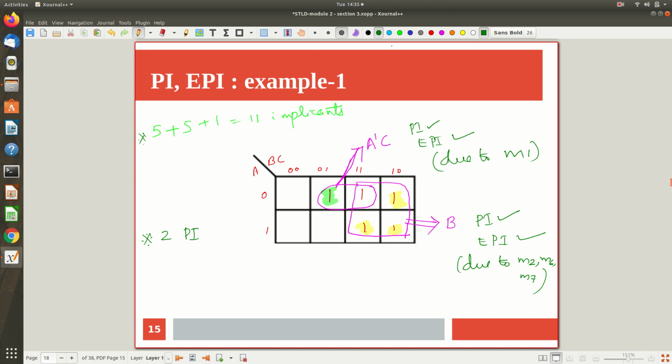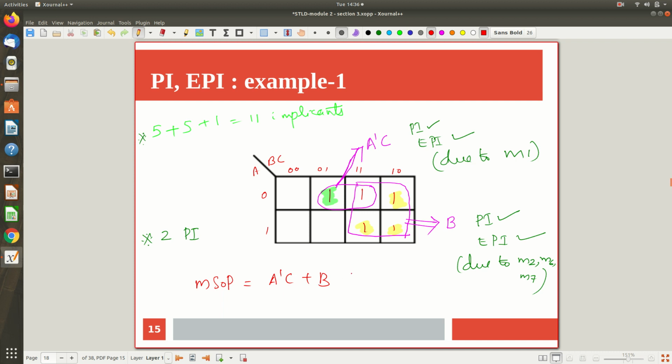And now you know how to write the final minimal sum of product. The minimal sum of product expression is to write all the essential prime implicants, that is A dash C plus B, and just see whether any one remains. There is no one remaining. So these essential prime implicants alone are making all possible ones covered.